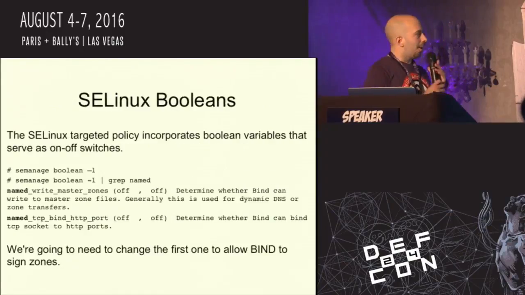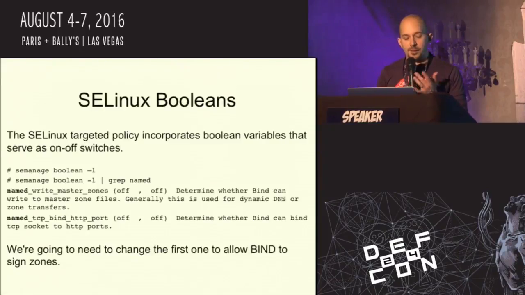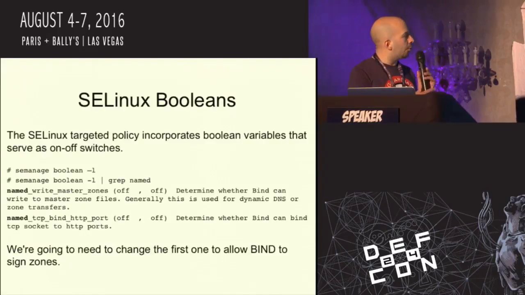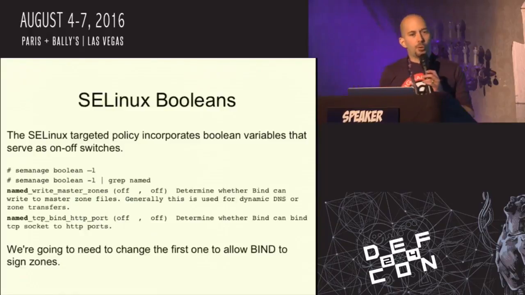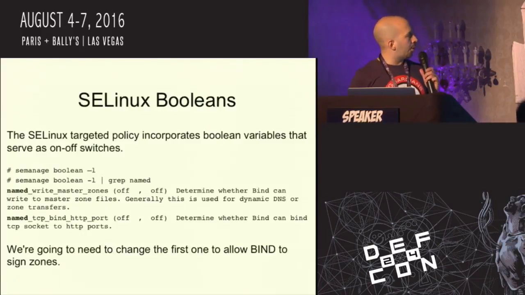It's pretty worth it. Okay, I told you that you've got these booleans, and if you run semanage boolean -l, you'll see all the booleans in the system. There are a whole bunch of them. If you look at named, it's going to tell you there are 2 different booleans. If you were to make it so that your named server is going to start signing your zones for DNSSEC, or otherwise is going to need to write to the zone files, maybe it's a slave DNS server, then what you can end up doing is basically just changing one boolean, named_write_master_zones.